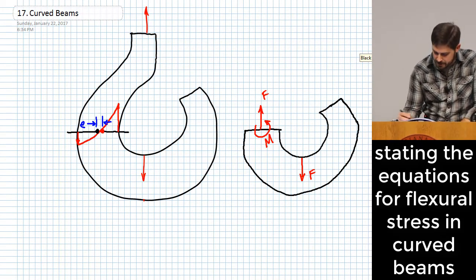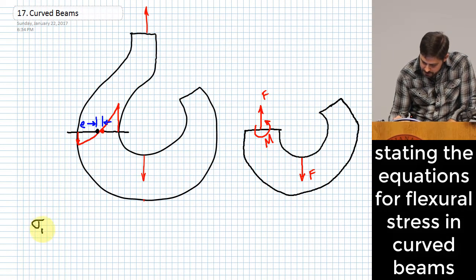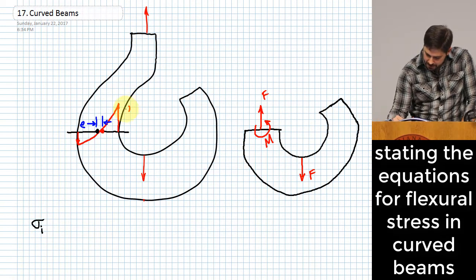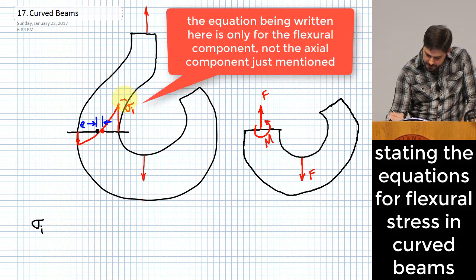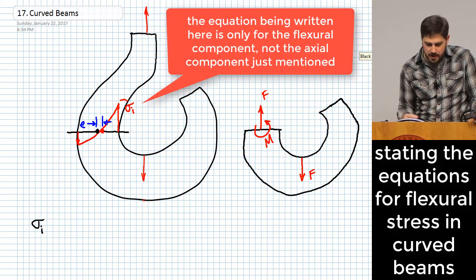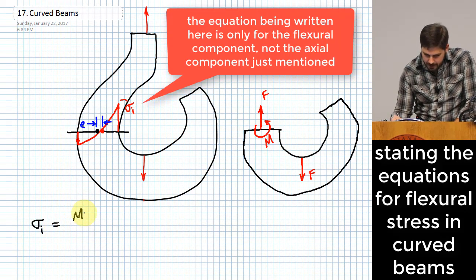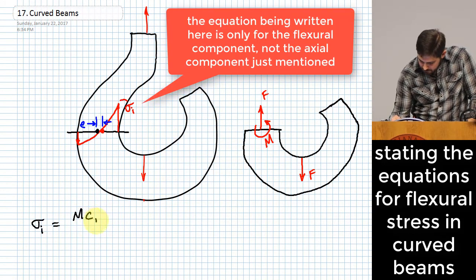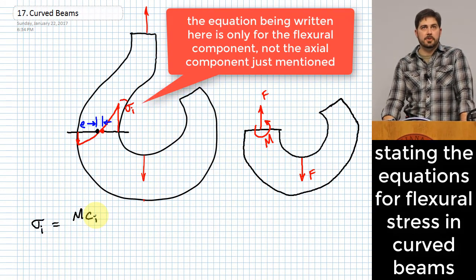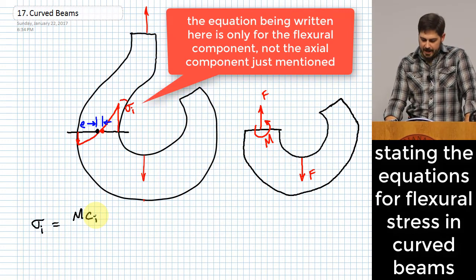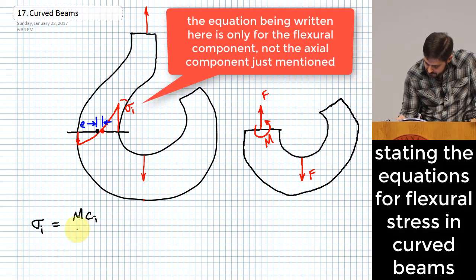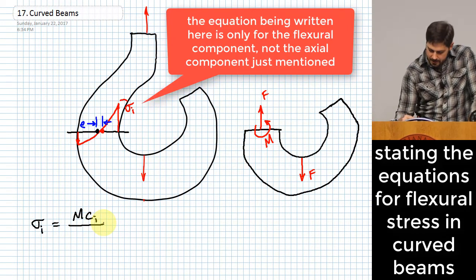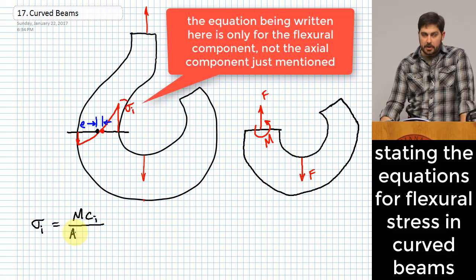The first ones I'm going to show you here are an equation for the stress on the inner fibers. So that would be this stress right here. All right? That's the stress on the inner fibers. And the equation for that is the bending moment that happens in the cross section. Okay, there's a C value. This is kind of like the C value in MC over I, and that is to the inner surface of that curve as well. And then in the denominator, we'll have a cross-sectional area.